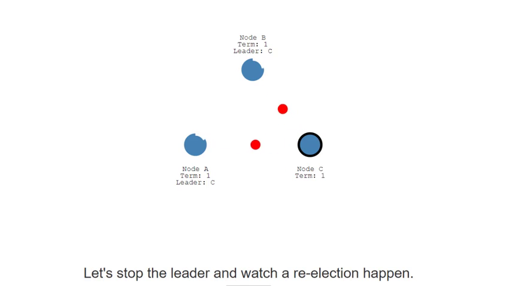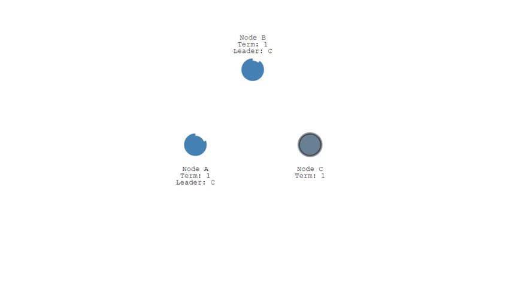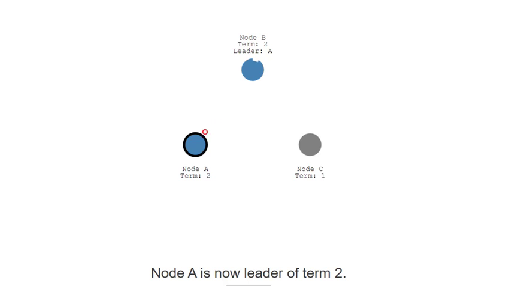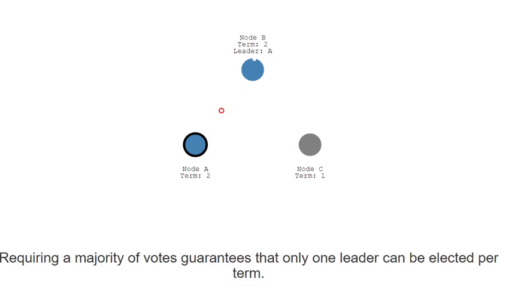Let's stop the leader and watch re-election happen. So our node C went down and now node A becomes a candidate, and then it asks for the vote from the other nodes and then receives the majority of votes and becomes a leader. Node A is now leader for term 2.